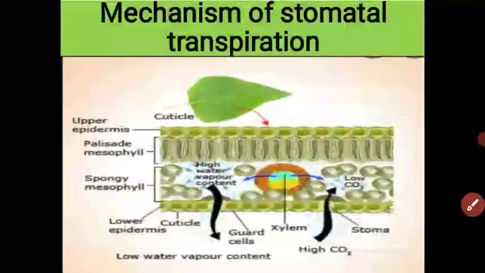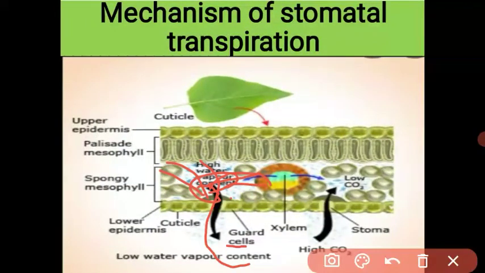Understood, student? What is the mechanism of stomatal transpiration? In this process, water is transferred from the aerial parts of the plant. Understood, student? What is the mechanism?